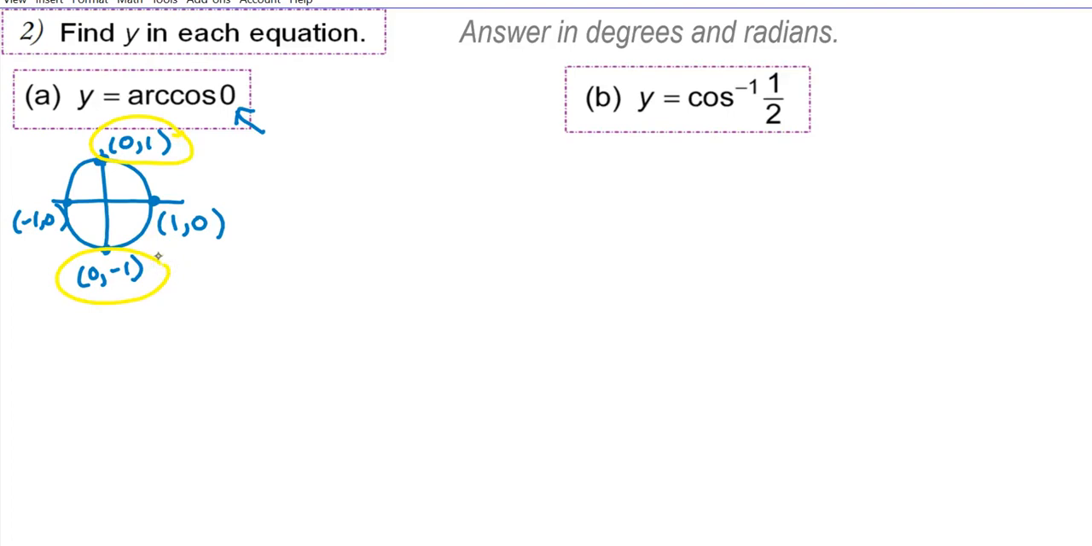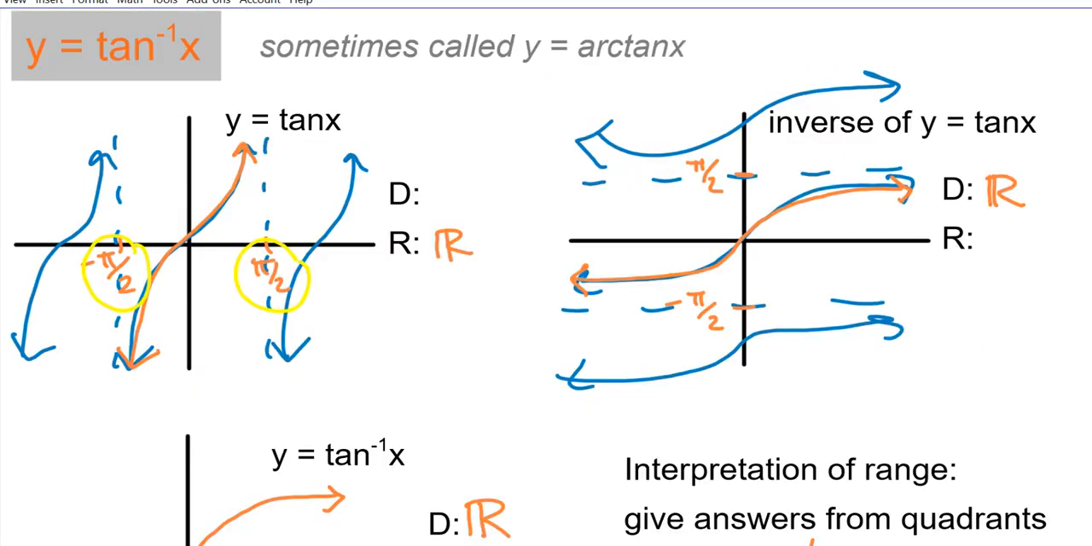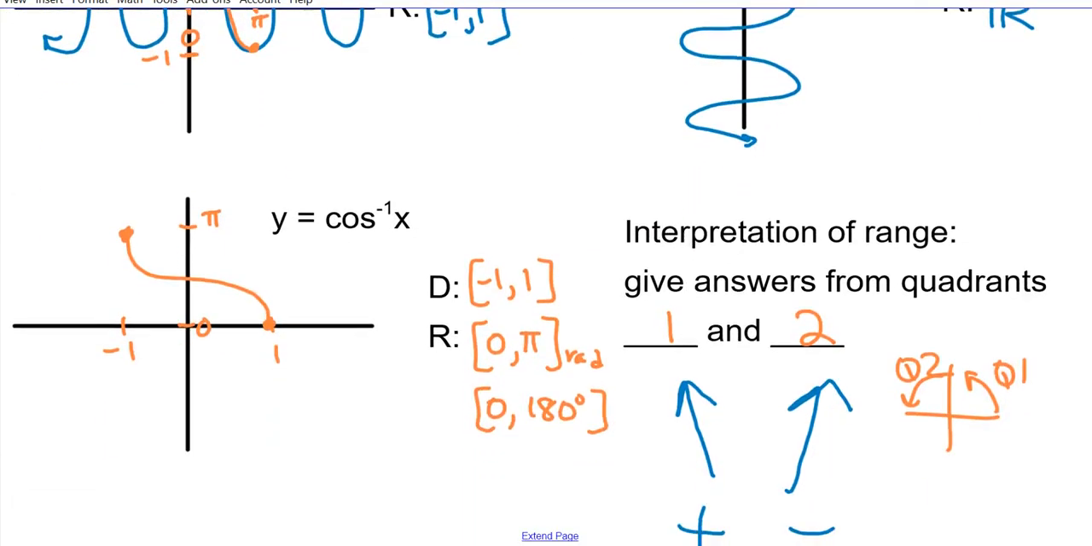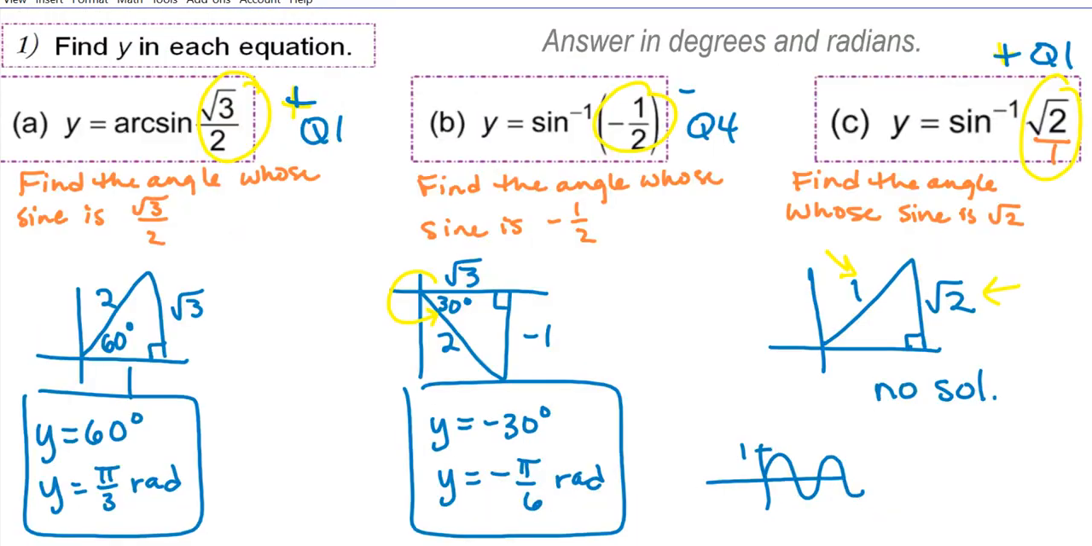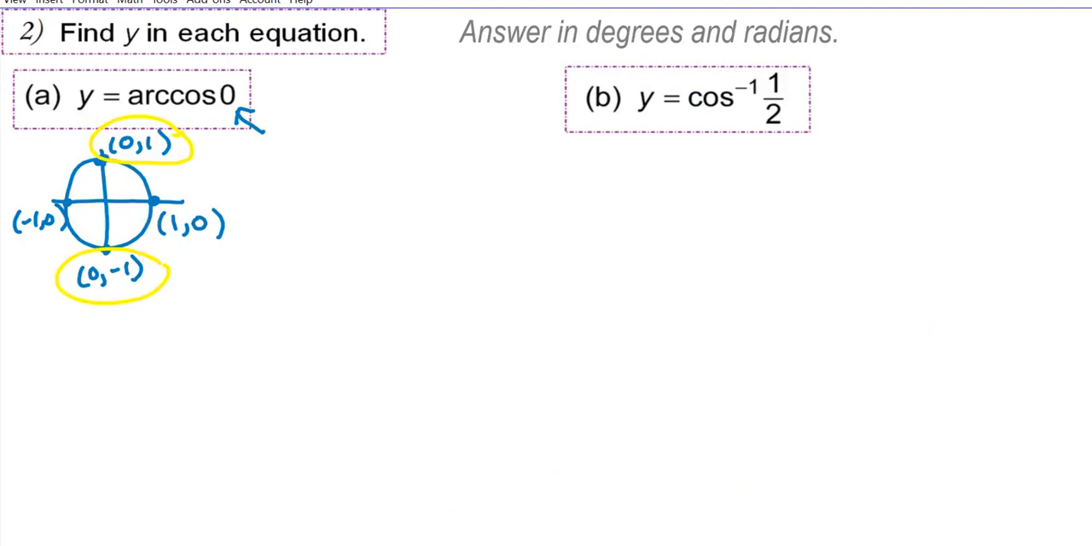But what was the accepted range of outputs for this function? Outputs need to be between 0 and 180 degrees, quadrants 1 and 2. So we're going to give the answer of 90 degrees. And then converting that to radians, pi over 2 radians.